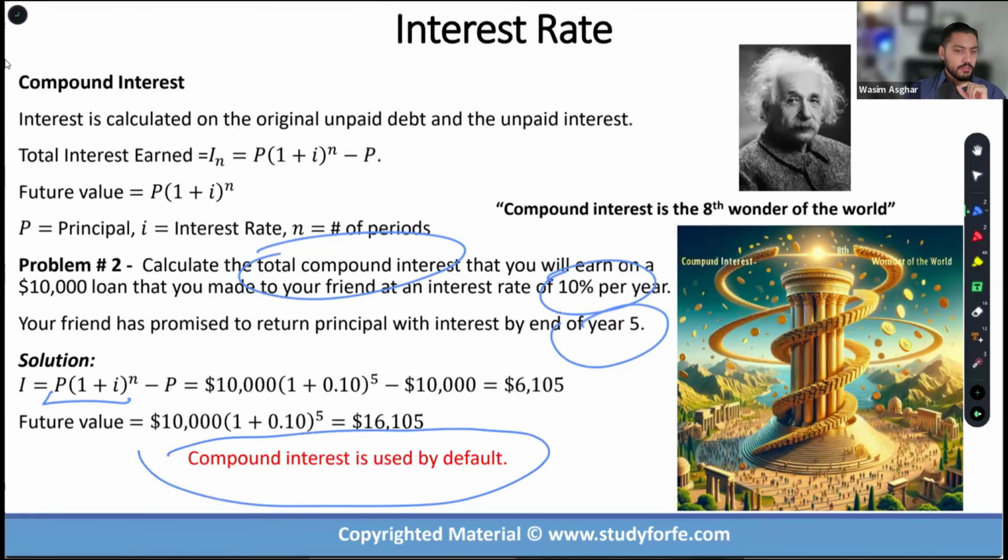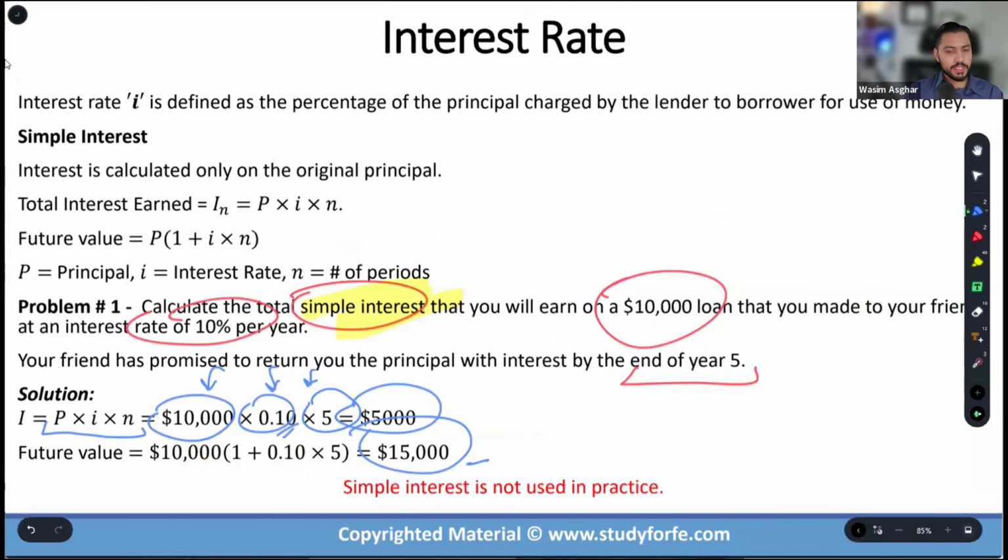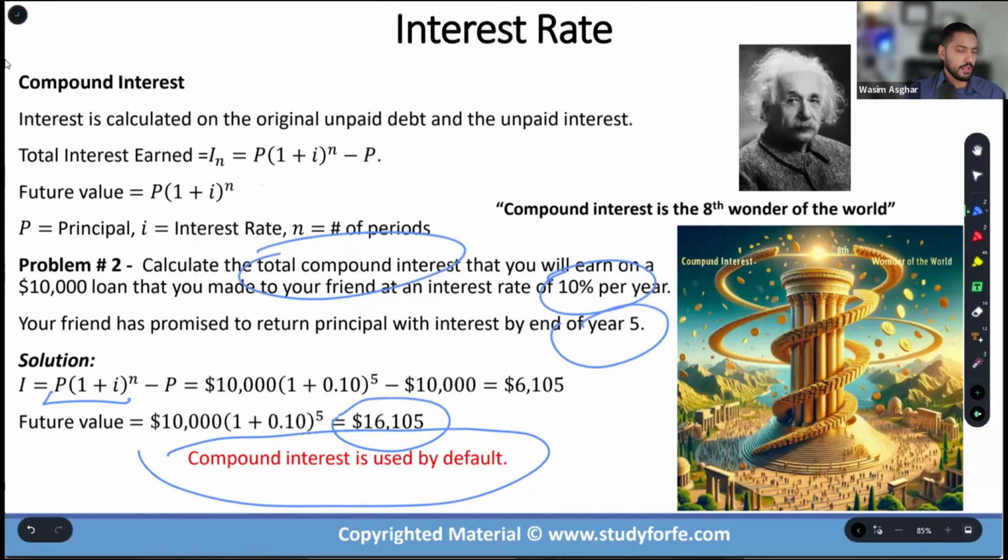So the difference here is not that significant. You're like, okay, what's the big deal? 15K versus 16.1K, right? So you did your friend a favor of about $1,000, $1,100 and change. Sure, good for you, right? But compounding, and this quote is attributed to Einstein, I believe, is said to be the eighth wonder of the world.